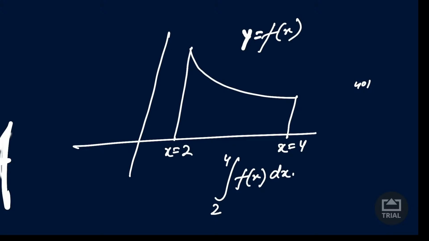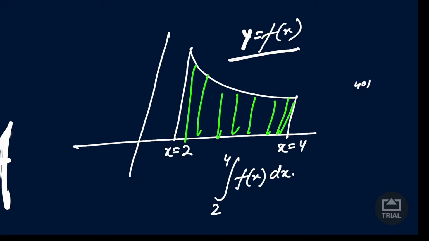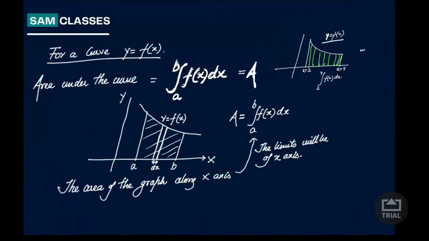Chalo. Now for this function y is equal to f(x), the moment we write the integral from 2 to 4 of f(x) dx, it means the area under this graph from 2 to 4 along the x-axis. Everybody got this point? Yes or no in the chat section. Tell me fast. Nishat, Pooja, Pavitra, Karthik.